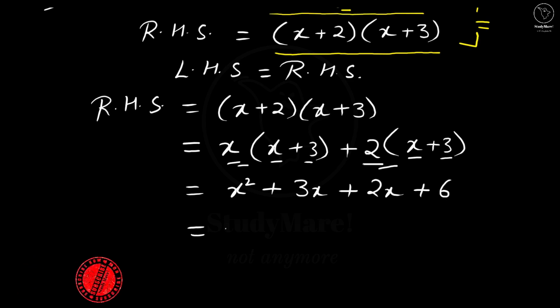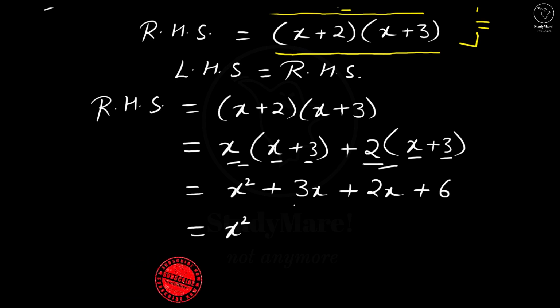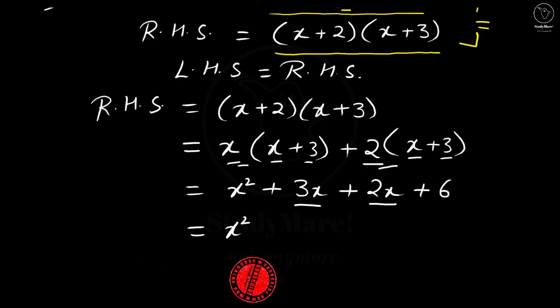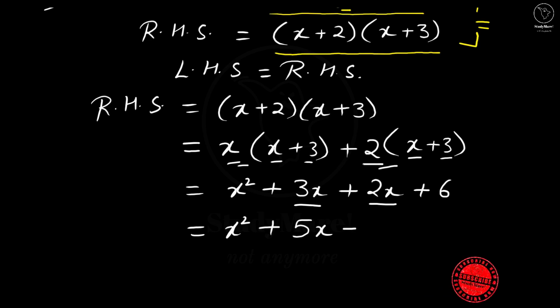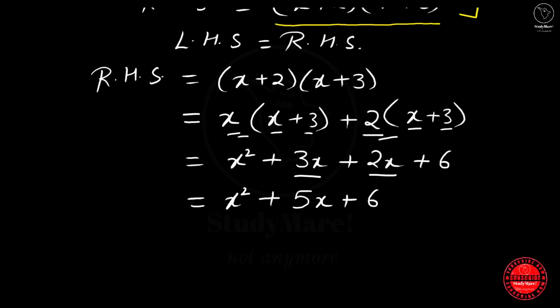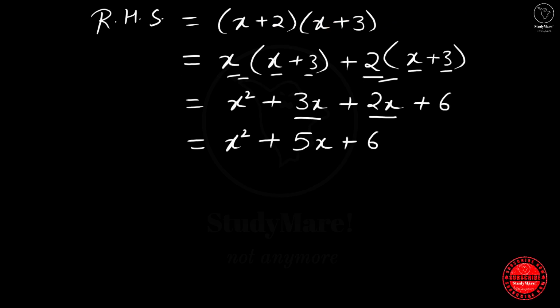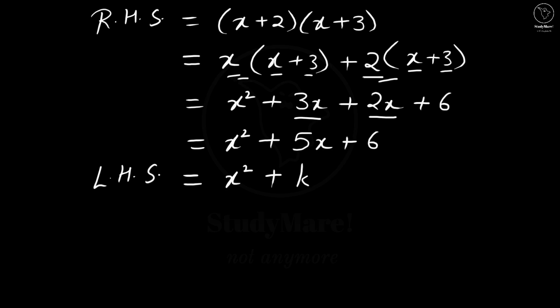This is equal to x square. Here plus 3x plus 2x are similar terms, so we add 3 plus 2, getting 5x, plus we already have 6. This cannot be simplified any further. Now what was the LHS? This is equal to x square plus kx plus 6. Make a comparison of these two because these two are equal.